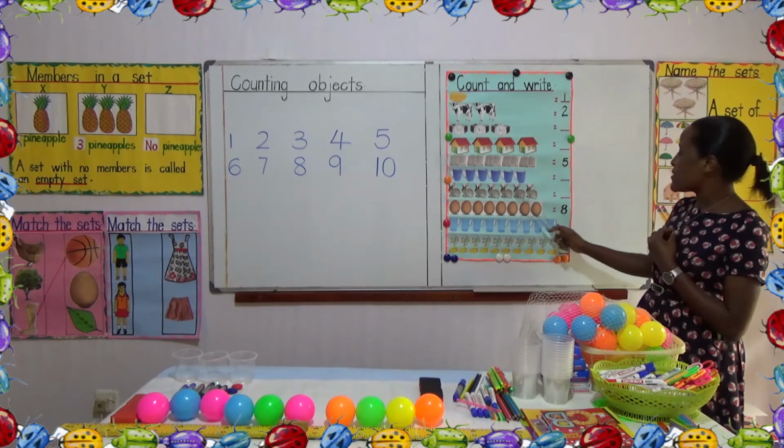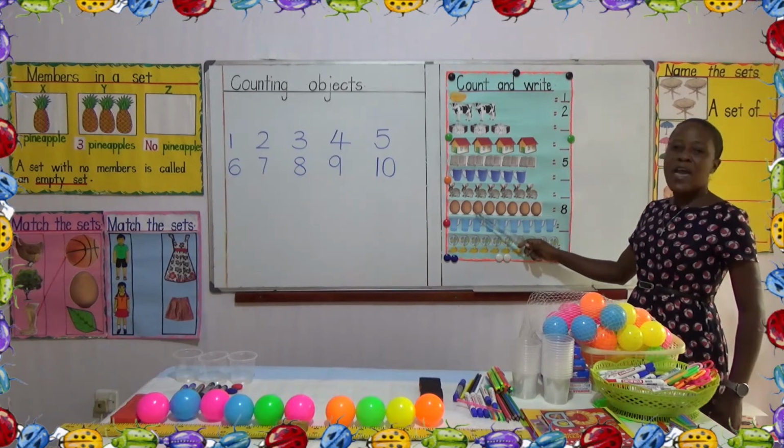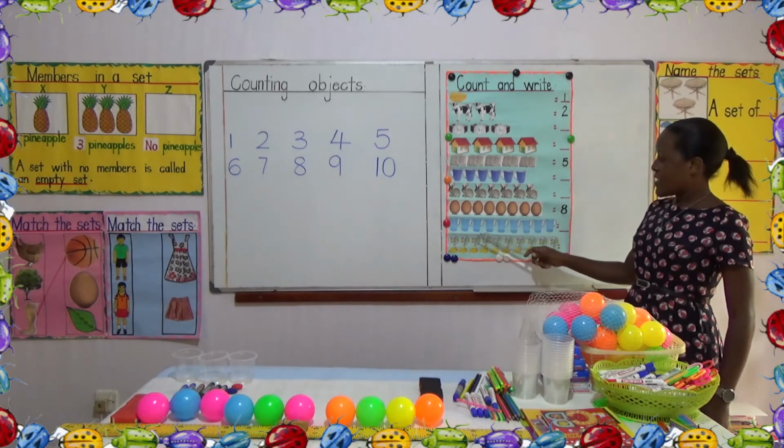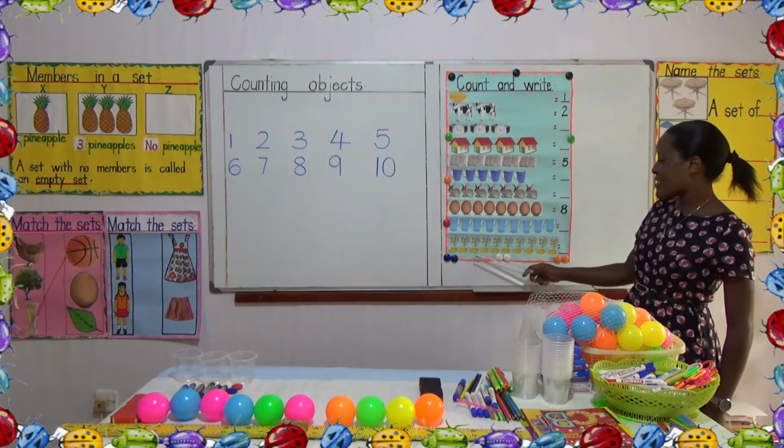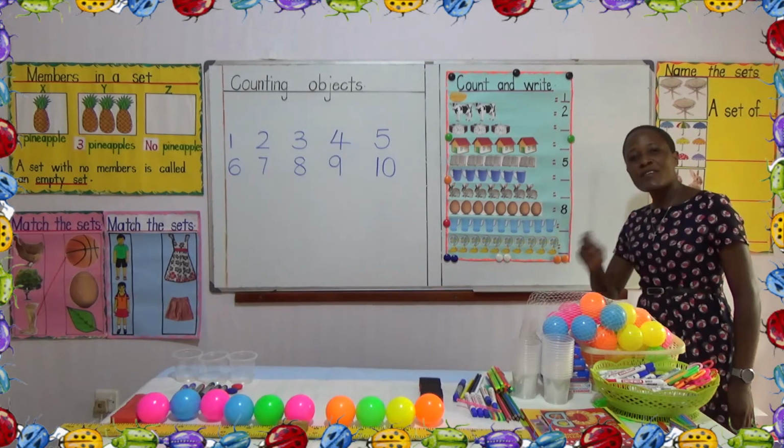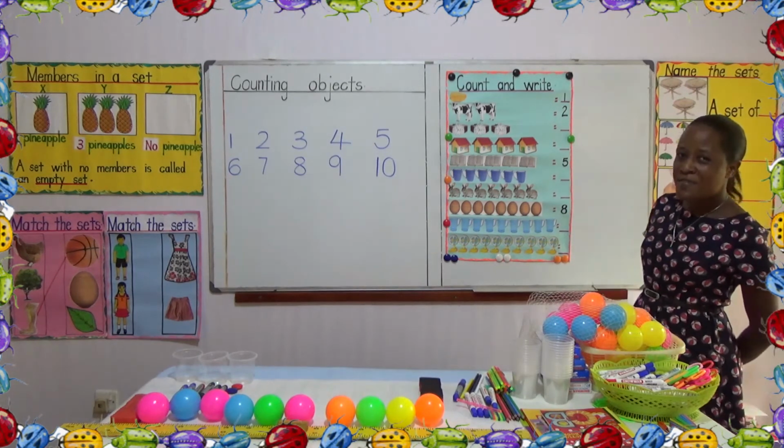There are some rabbits. Then there are eggs. There are some jugs here. And lastly, there are fans. You are supposed to count and write.